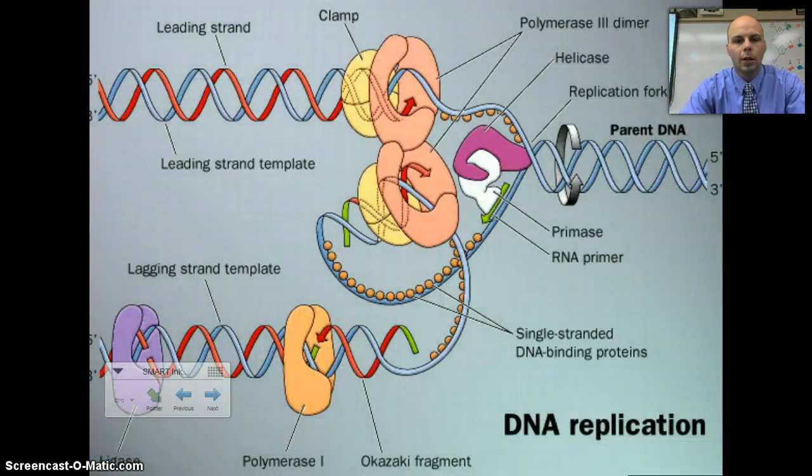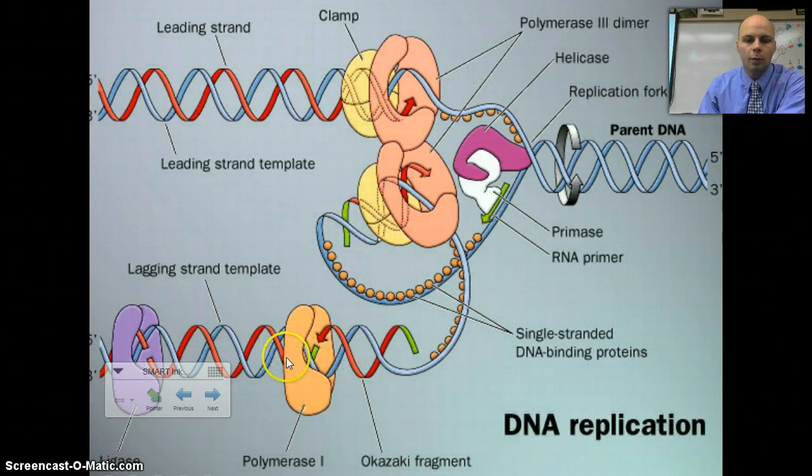And so if we look at this, here's our helicase, which is breaking the hydrogen bonds between the nitrogen bases as it's moving through that DNA strand. And on the leading strand here, we have a DNA polymerase that is able to just go in one continuous motion all the way down that DNA strand and create that complementary strand, or the new strand, in order to fully finish that DNA copy.